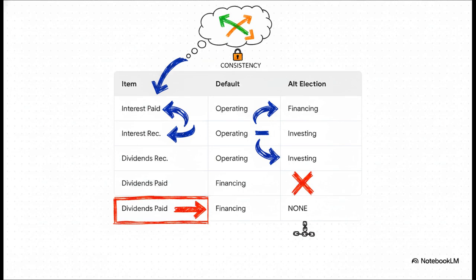However, look at the bottom row. There is a strict, unbreakable rule. Dividends paid are always, without exception, classified as a financing activity. There's no alternative election. It's literally the one item on this list where the rules leave absolutely zero room for creativity.